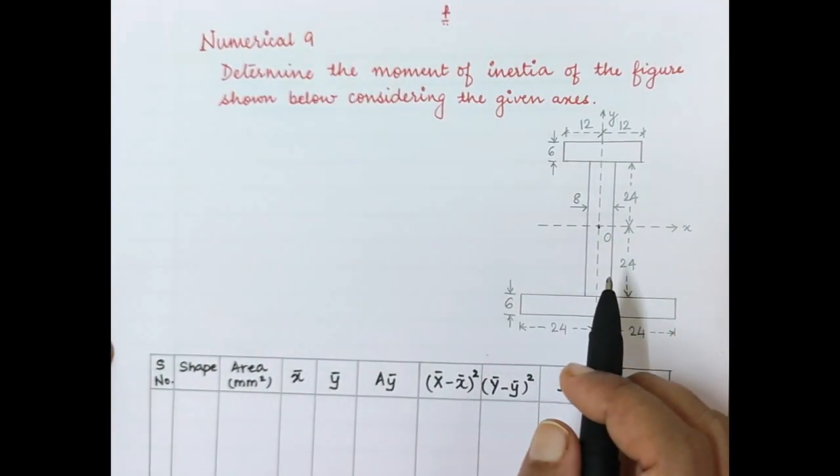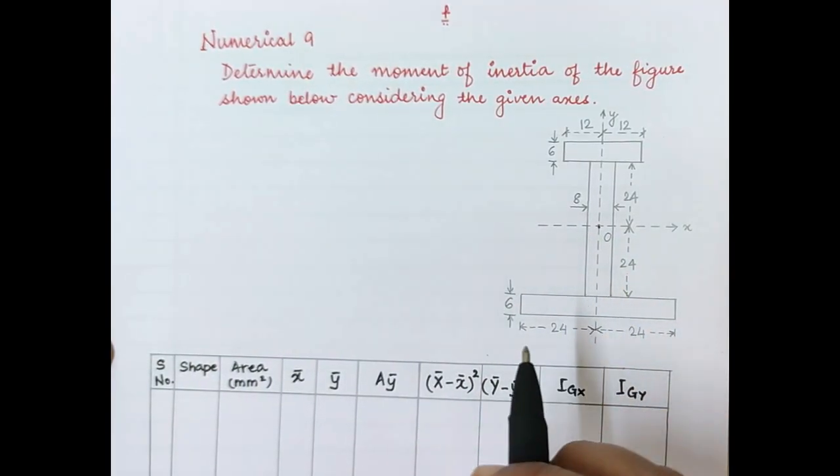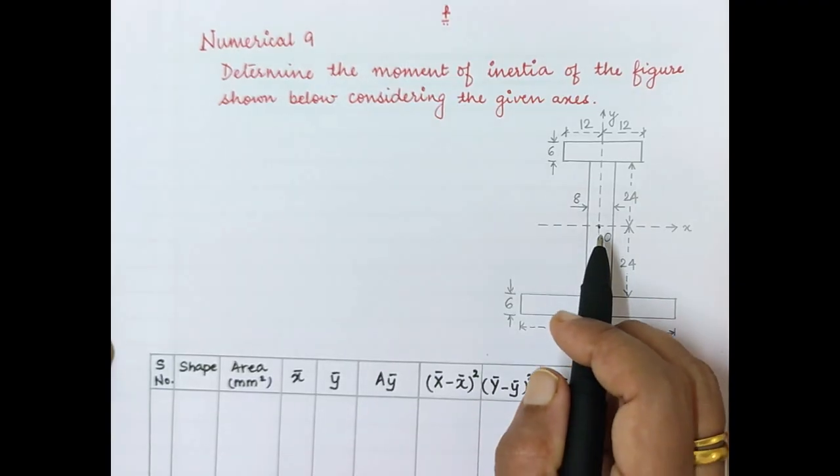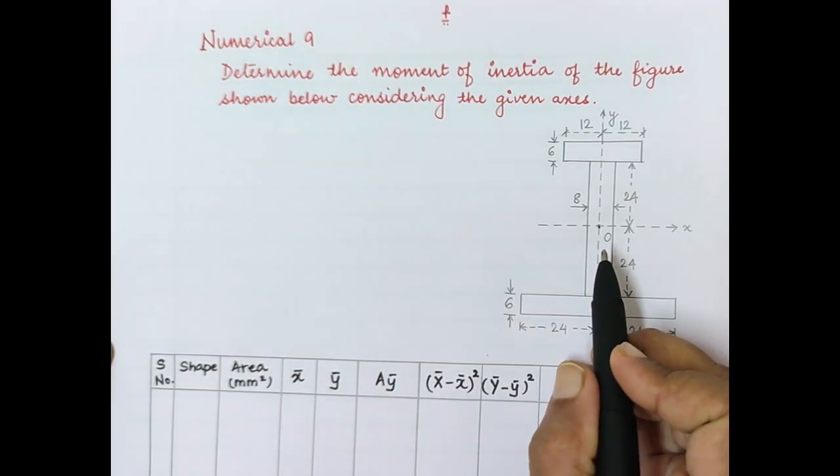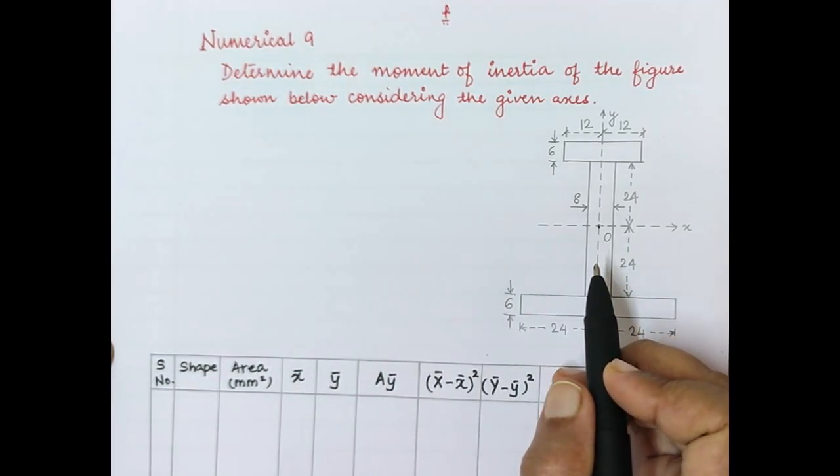Now what we have to do is calculate the centroid using this particular coordinate axis and find out whether the centroid of this entire figure coincides with the origin or lies somewhere else. So we will first do that. Let's first calculate the centroid.